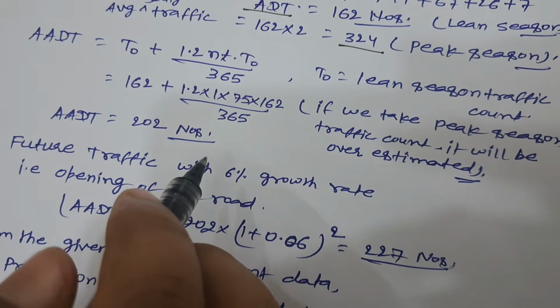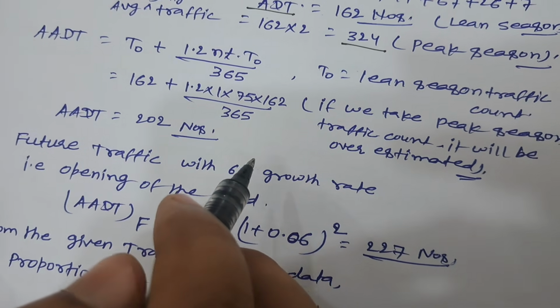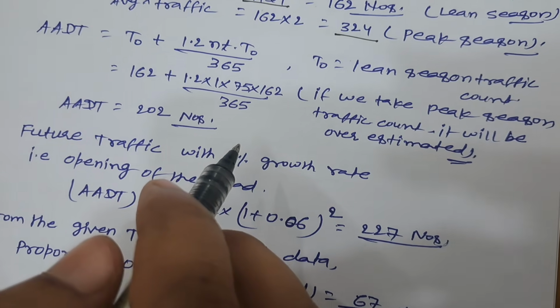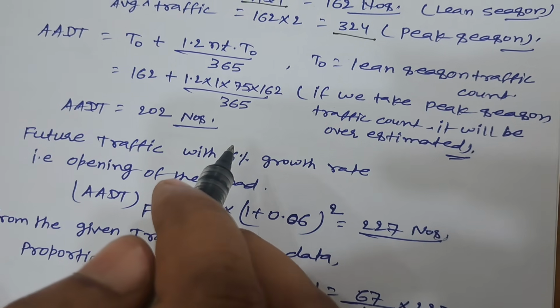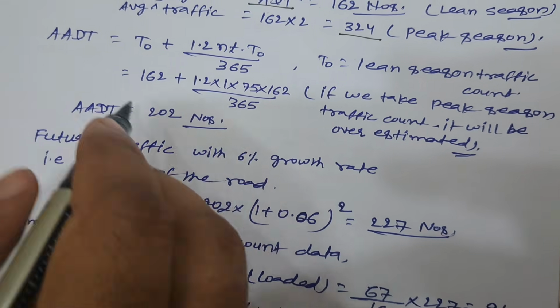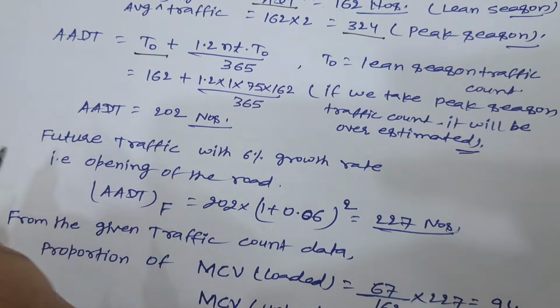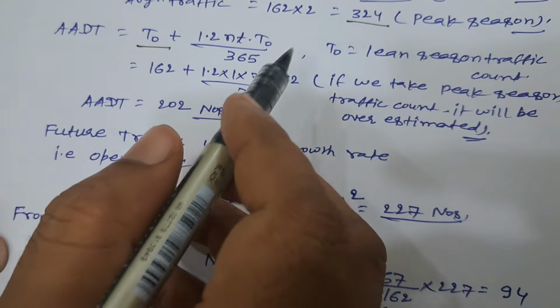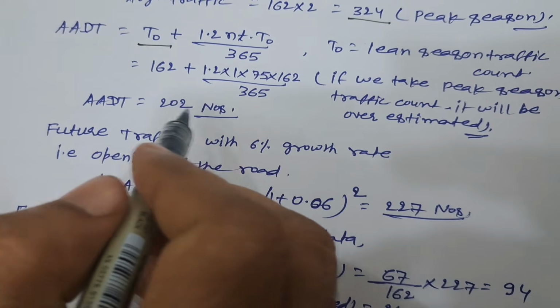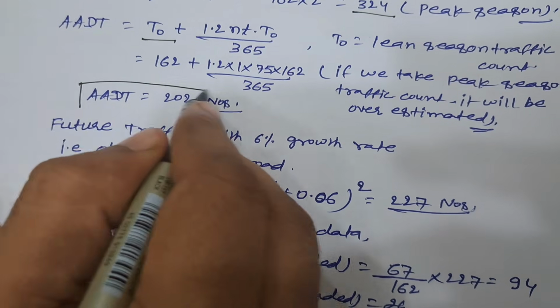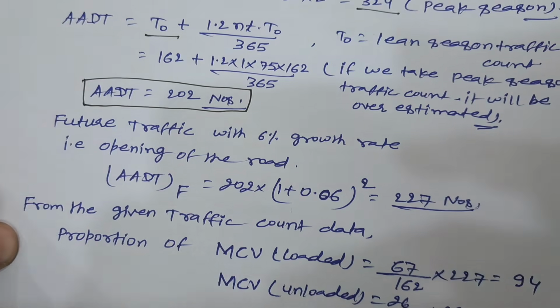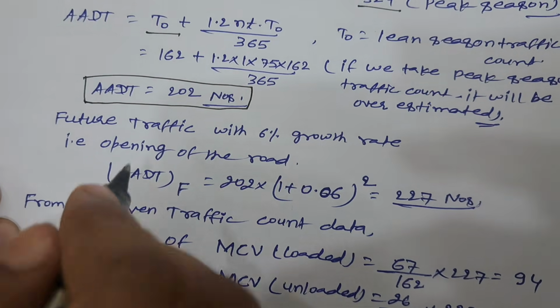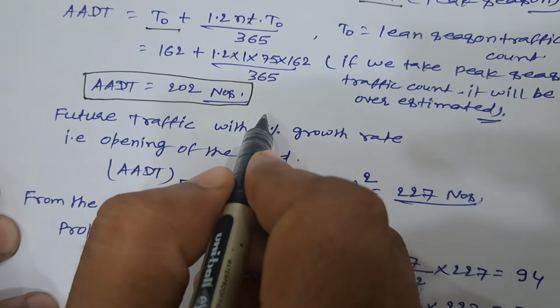We cannot use the peak season traffic count here because it will be overestimated and the road will be uneconomical. So we use the lean season traffic count only. In our case, T0 is 162. If we put all these values, AADT came 202 numbers. This is the number when roads are not started.